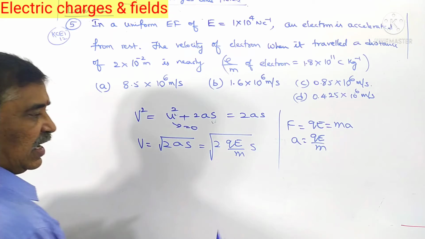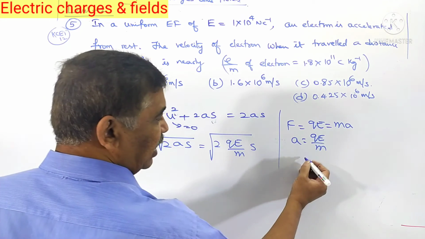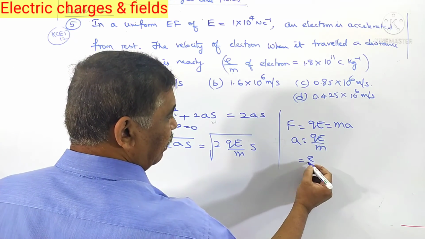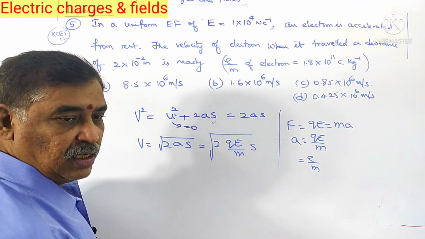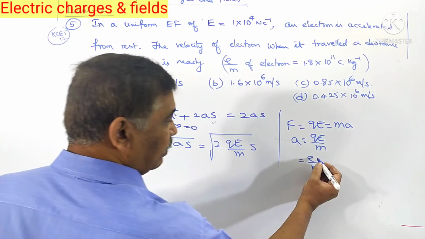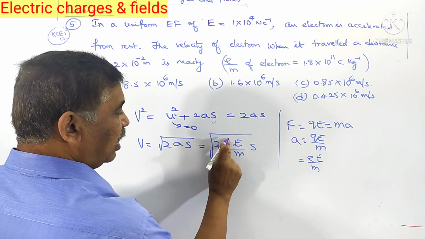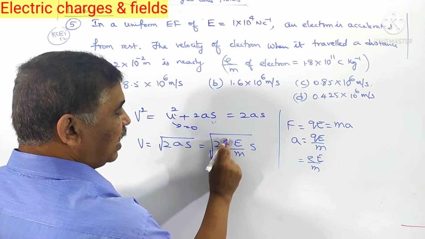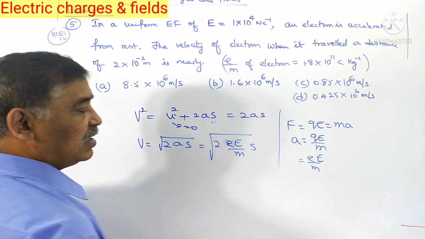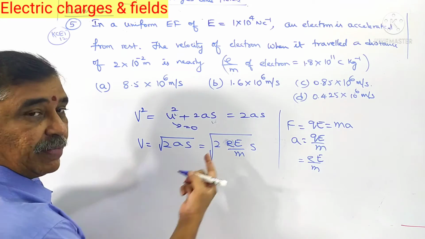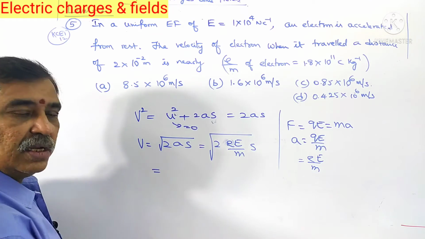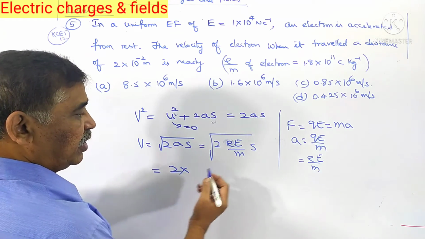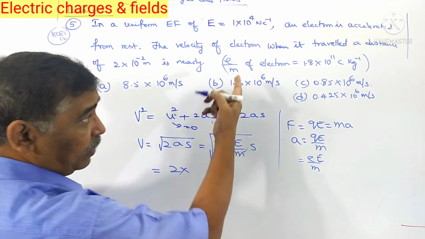Of course, since it is an electron, q by m we can take as e by m. Q is the charge of the electron, standard symbol e. So here also you can replace it by e by m. So small e is the charge, capital E is the electric field, m is the mass of the electron, s is the displacement or distance travelled. This is equal to 2 into e by m, which is given in the problem.